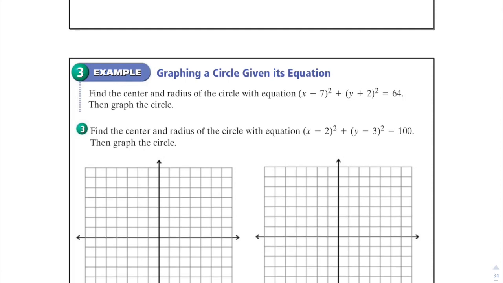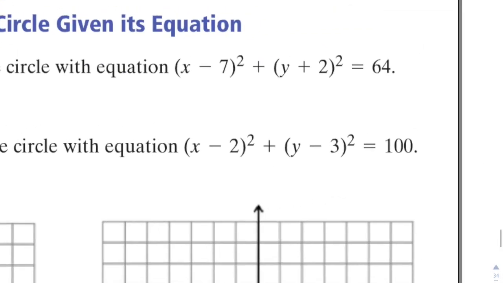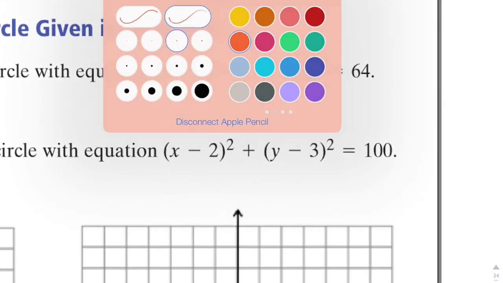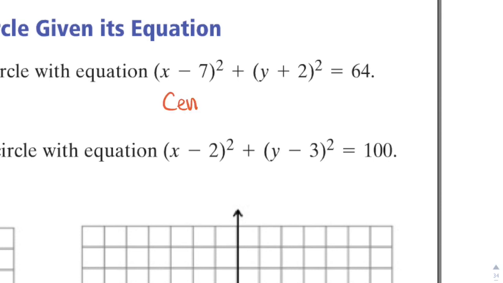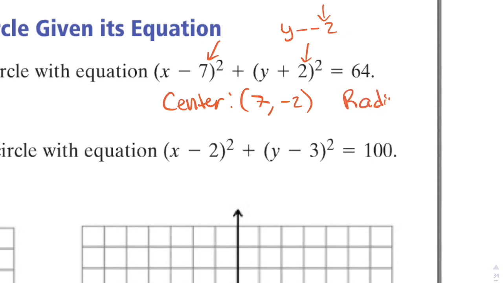Find the center and radius. So working backwards, here's the center and radius. This one, the center is going to be the opposite. So it's the true 7 that's there. So it's 7. And the only way to get this would be to write it as y minus negative 2. So it's the negative 2. You're just writing the opposite. And then the radius is the square root of 64, which is 8.